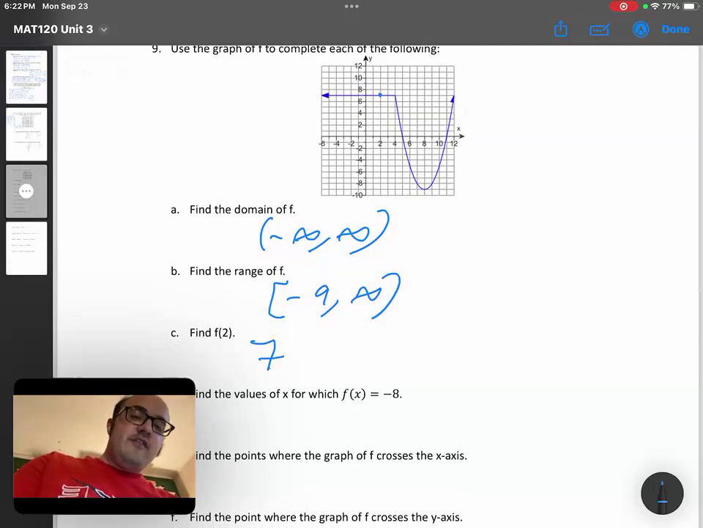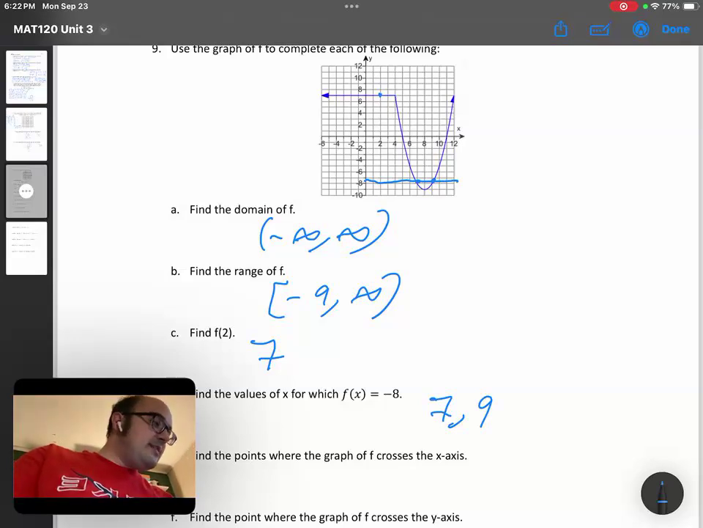The values of x for which f of x is equal to -8. Negatively all the way down here, it hits at these 2 points, there and there, which should give us a value of 7 and 9 for those values of x.